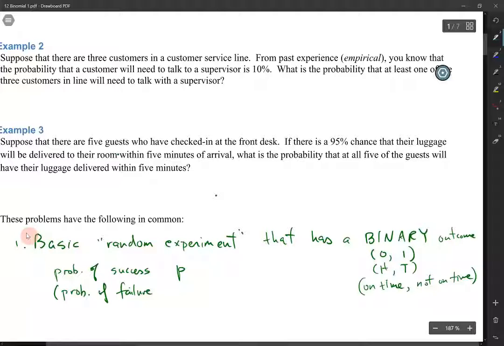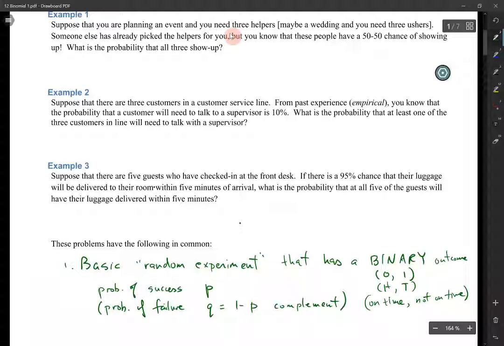So if you look at all 3 of these, there's this basic underlying random experiment that's either yes or no. So the helpers either show up or they don't show up. And there's a probability, 50-50, that they'll show up, and then the complement, 1 minus 50%, 50%, Q, that they don't show up. So this has that element in it. 3 customers in the customer service line. Here they need to talk to a supervisor, or they don't need to talk to a supervisor.